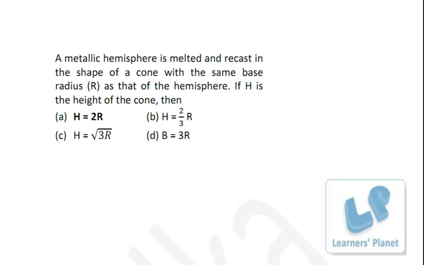Okay, let's take this question. A metallic hemisphere is melted and recast in the shape of a cone with the same base radius as that of the hemisphere. If h is the height of the cone, then okay. See, when you see the problem on mensuration, and when you see these 3D mensuration problems, do not draw the diagrams. If it is possible, then try the problem without drawing the diagrams. Right now, here what exactly is happening is a conversion of shape. Right, when one shape is converted to another shape, then volume remains same.